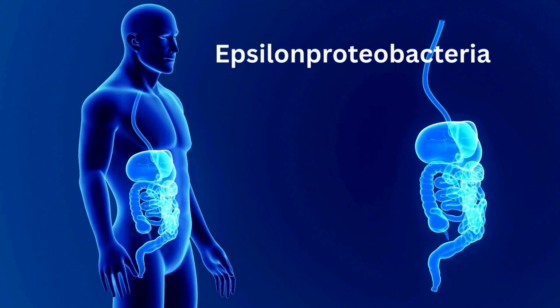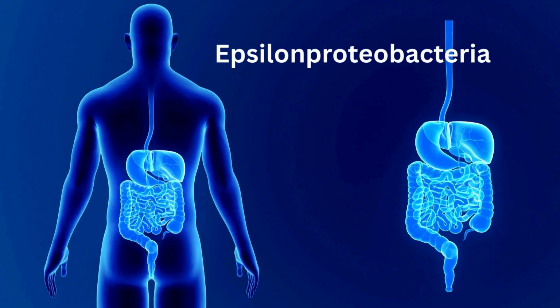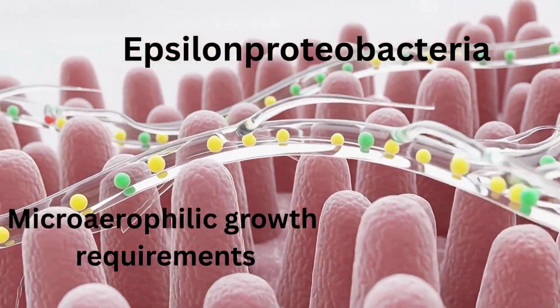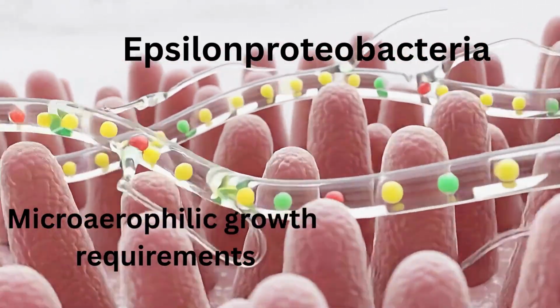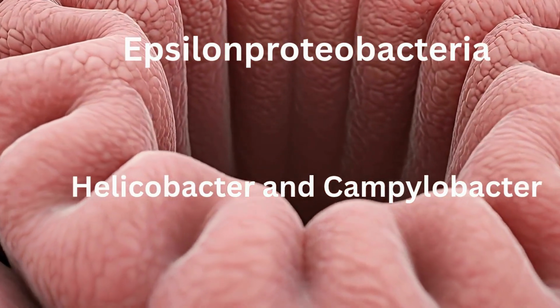Lastly, 5. Epsilon proteobacteria, characterized by curved or helical morphology and microaerophilic growth requirements, include gastrointestinal pathogens such as Helicobacter and Campylobacter.